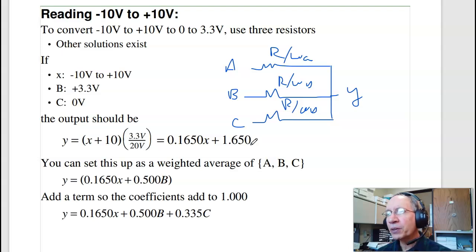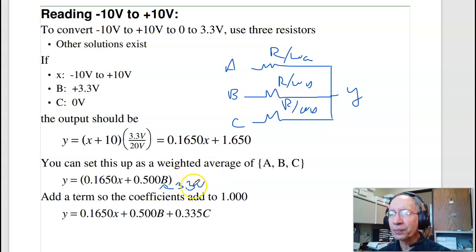Now if I don't have a 1.65 volt source, let's assume I have a 3.3 volt source available, which I do on my PIC-board. So I could rewrite that as 0.165X plus a half of 3.3 volts. So this guy right there, that's my 3.3 volts. If I add up the coefficients, it doesn't add up to 1. So if X is 1, B is 1, Y should be 1.